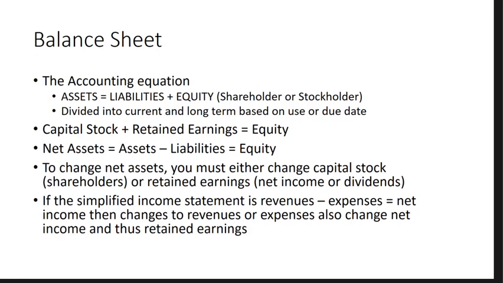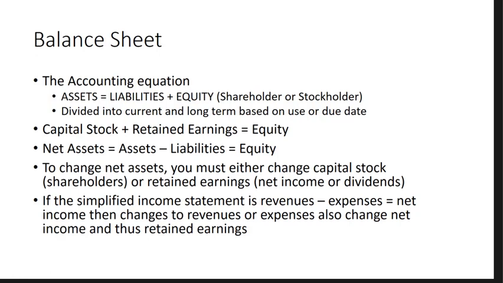So you could say that assets equal liabilities plus capital stock plus retained earnings. A way of rearranging, and think of it another way, is net assets equal assets minus liabilities, which is also the same as equity. If you rearrange the accounting equation, assets minus liabilities equals equity. Sometimes that's referred to as net assets.